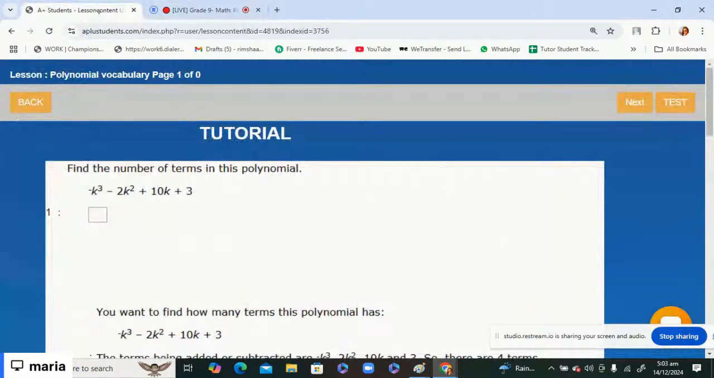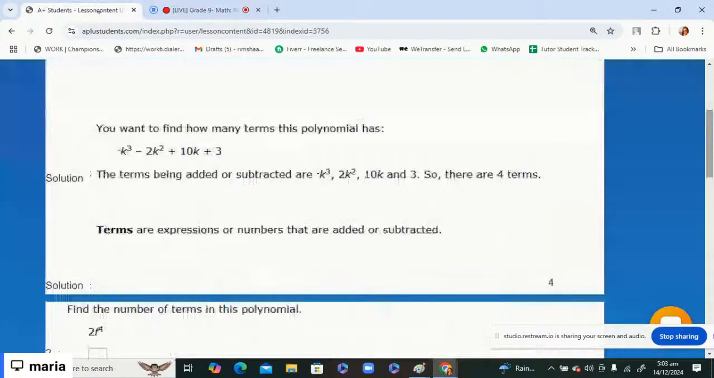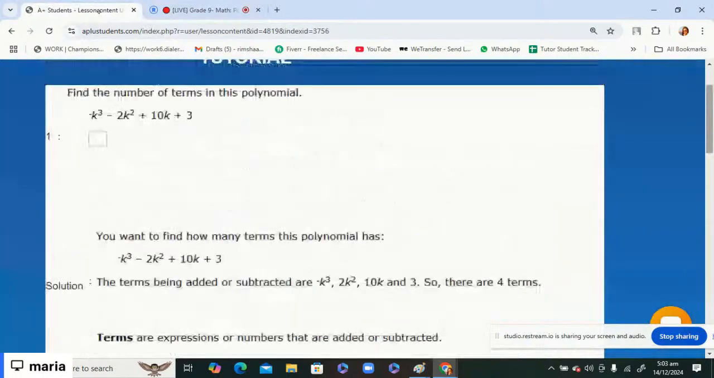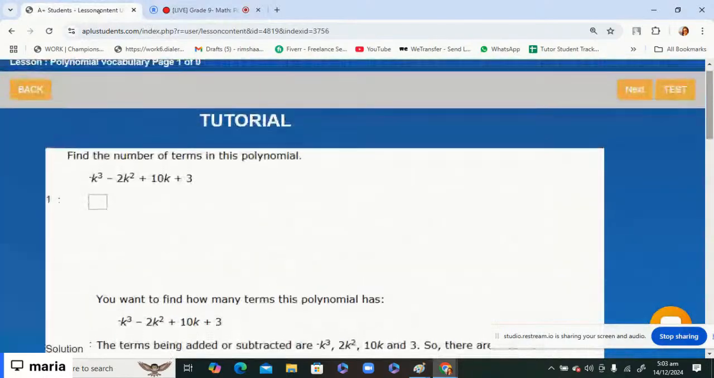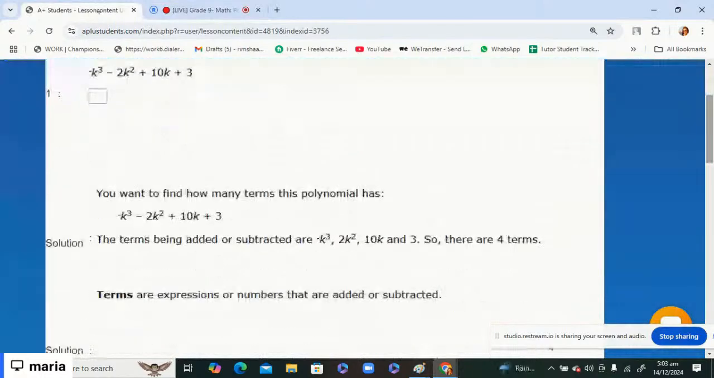So find the number of terms in this polynomial. How many terms are in this polynomial? The terms being added or subtracted are k cube, then minus 2k square, then 10k, and then 3. So how many total terms are there? There are 4 terms in total. So we can say that this is 4.